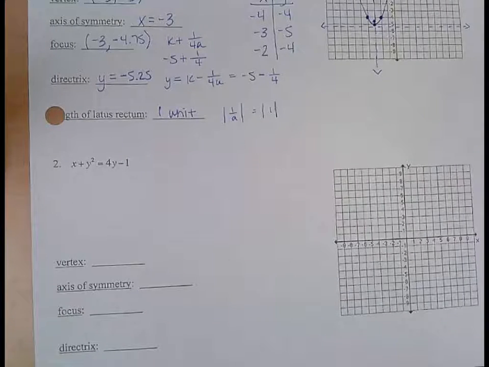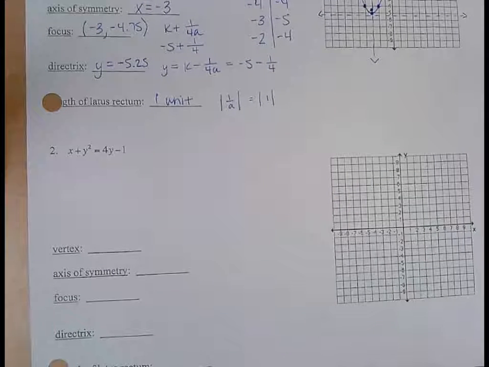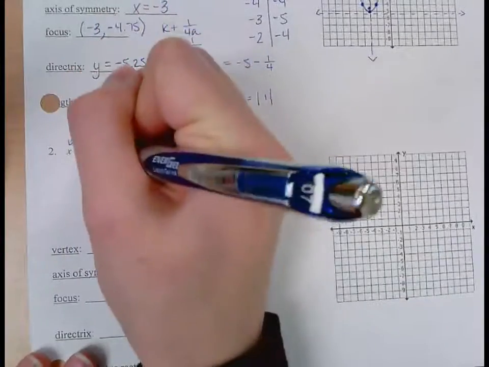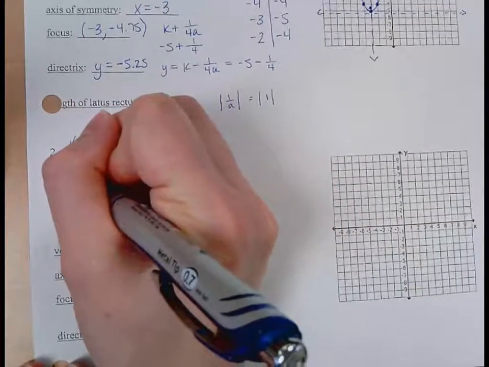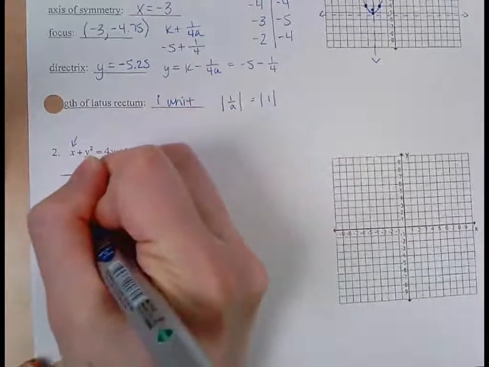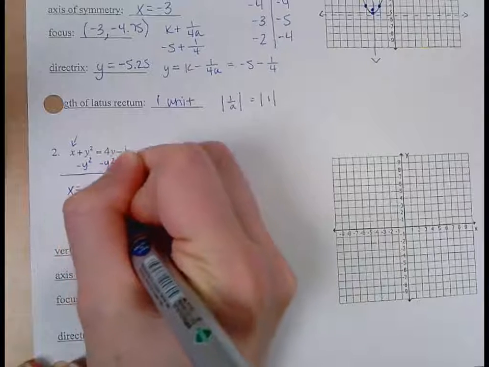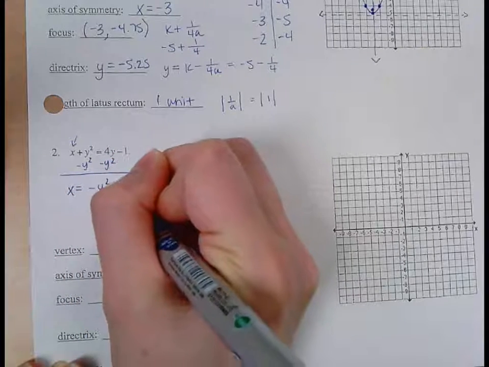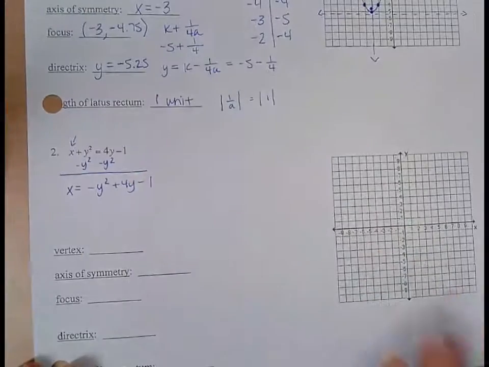Okay, we're also going to go through the second one together, and this one we also need to write the equation into standard form. It's not in standard form at the moment. This one does not have a variable by itself though, so which variable are we going to get by itself first? Is it going to be y equals or x equals? X equals. We have a y squared, so I'm going to have to subtract y squared from each side first. So x equals negative y squared plus 4y minus 1.